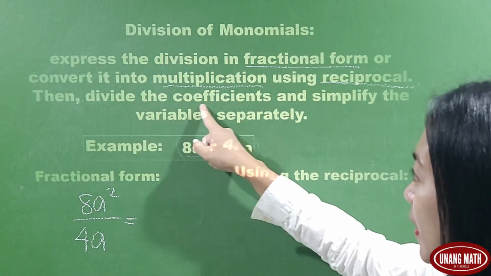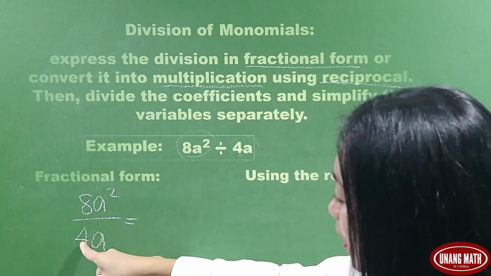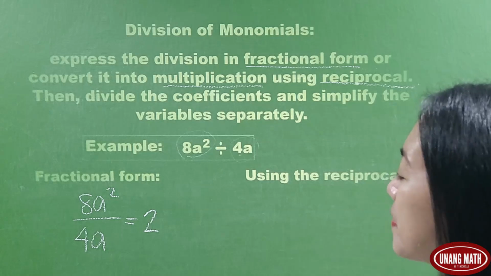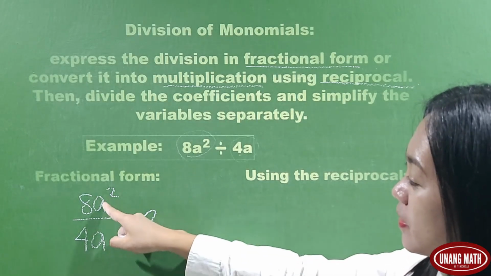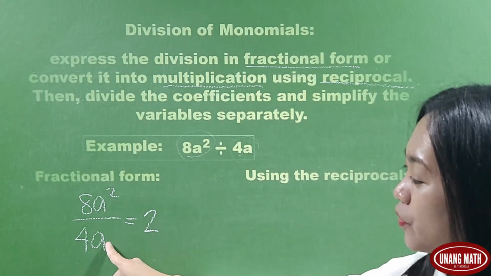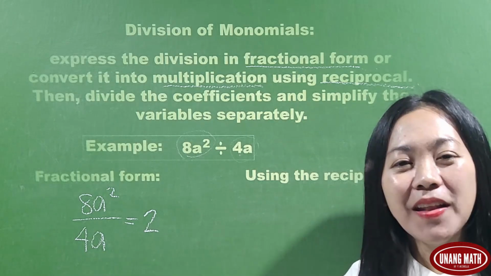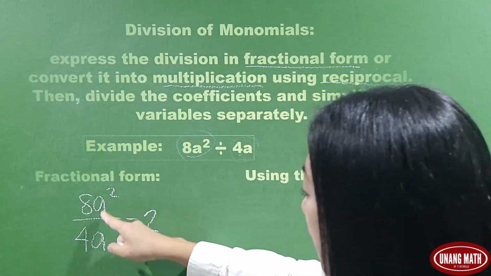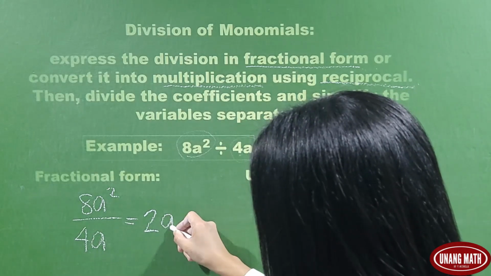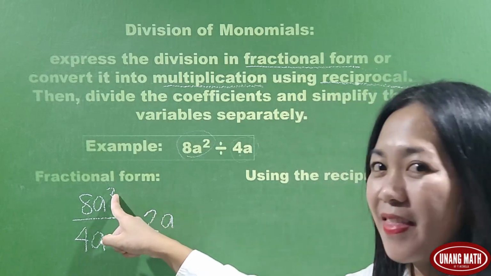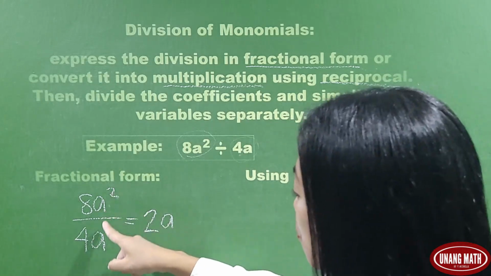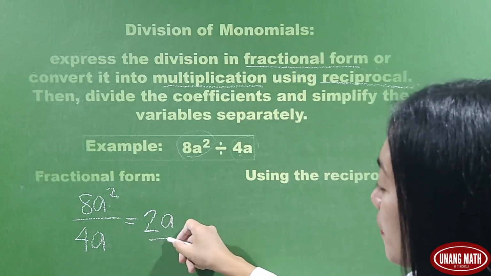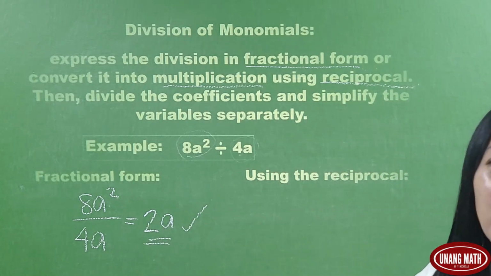Let's divide the coefficients. We have here 8 and 4. So 8 divided by 4, that's 2. And then simplify the variables. So this is a raised to the power of 2 divided by a. We can apply here the quotient rule of exponent. So copy the same base or the same variable a, then we need to subtract the exponents. 2 minus 1 is 1. So a raised to 1 or just a. So the simplified expression is 2a.